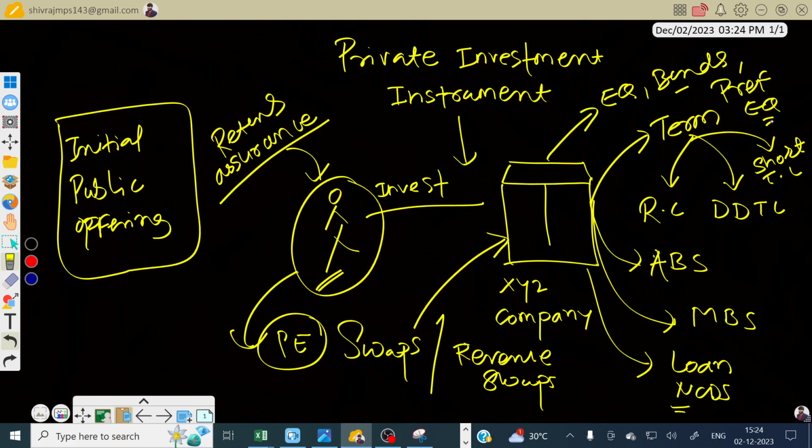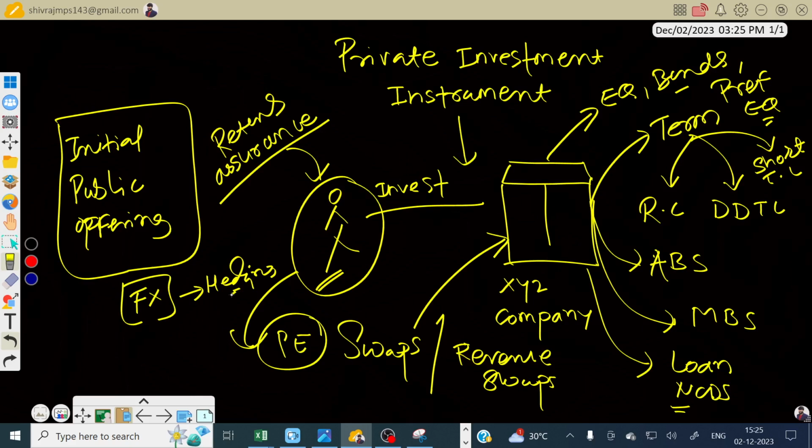But apart from that, I'll tell you something: private equity funds also invest in the FX market as well. Why the FX market? For a hedging purpose. We'll discuss what hedging is and how it works. All right, but we'll start from the term loan.